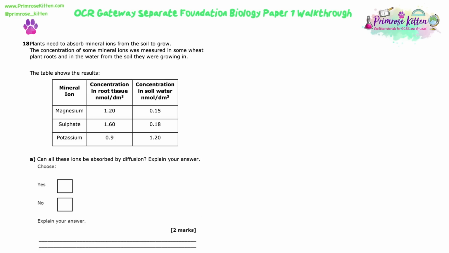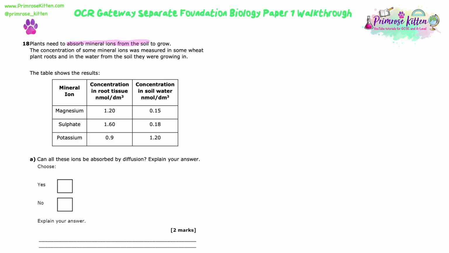Okay, so on to question 18. Plants need to absorb mineral ions from the soil to grow. The concentration of some mineral ions was measured in some wheat plant roots and the water from the soil they were growing in. The table below shows the result.